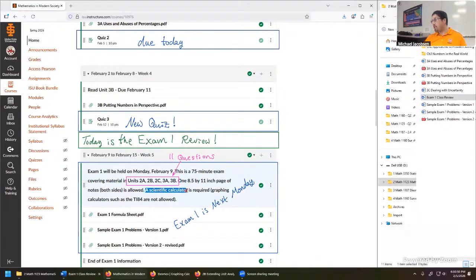Also, don't forget your scientific calculator. It's going to be required for the exam. The testing center does have some backups, but they can in fact run out. So don't forget to bring yours. They may not have one for you.